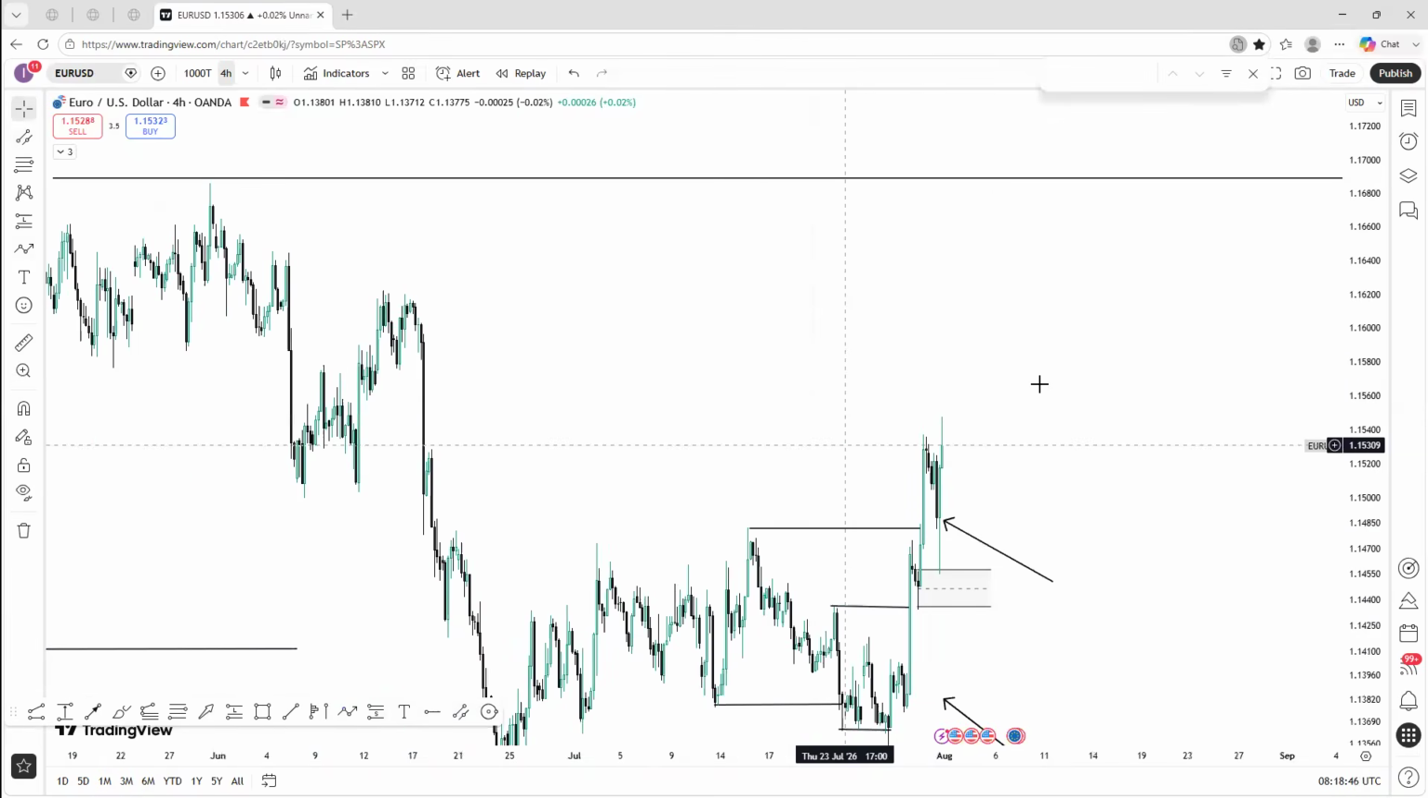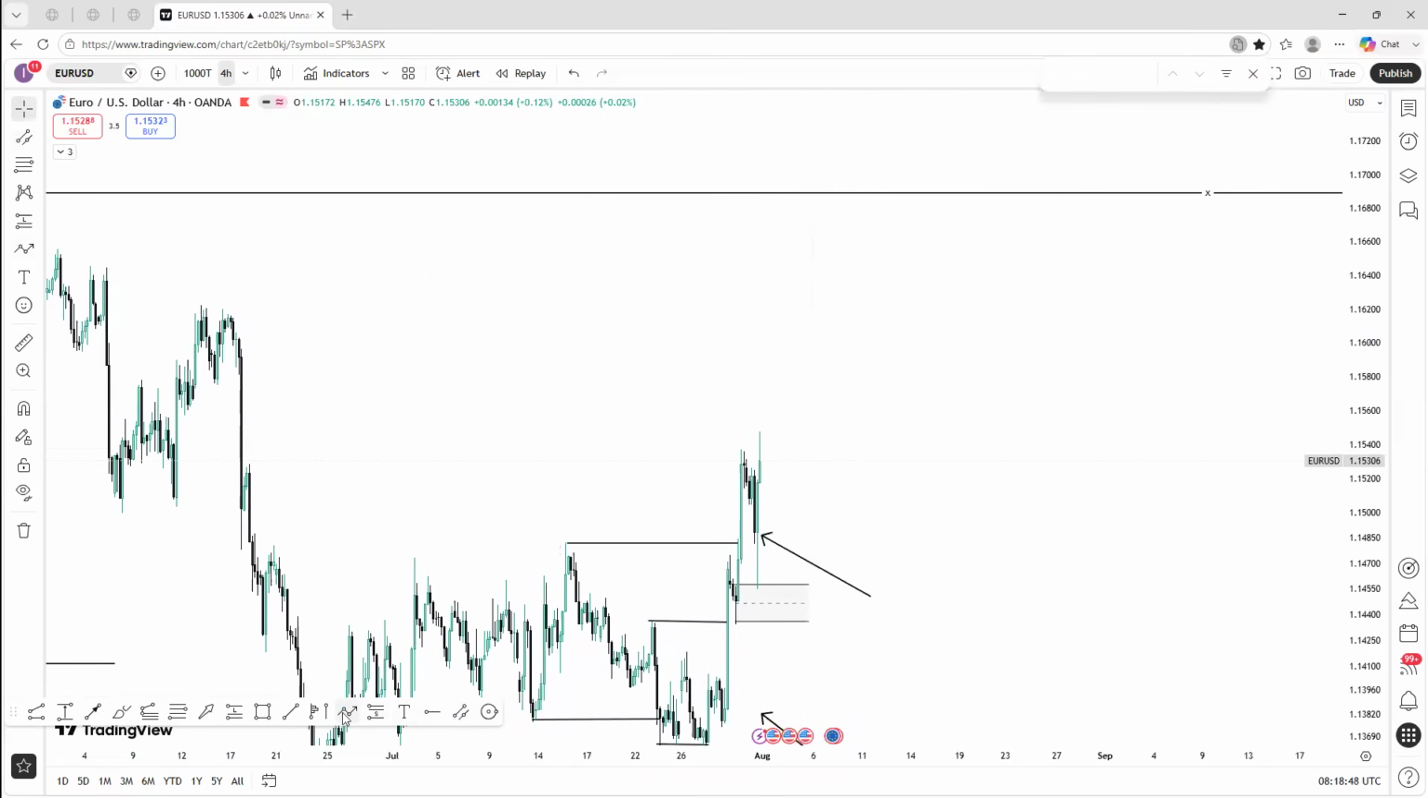So where are we heading? We are heading to this area.